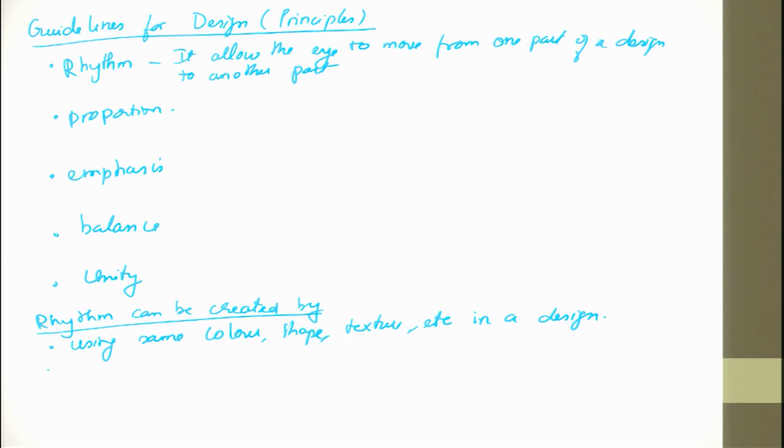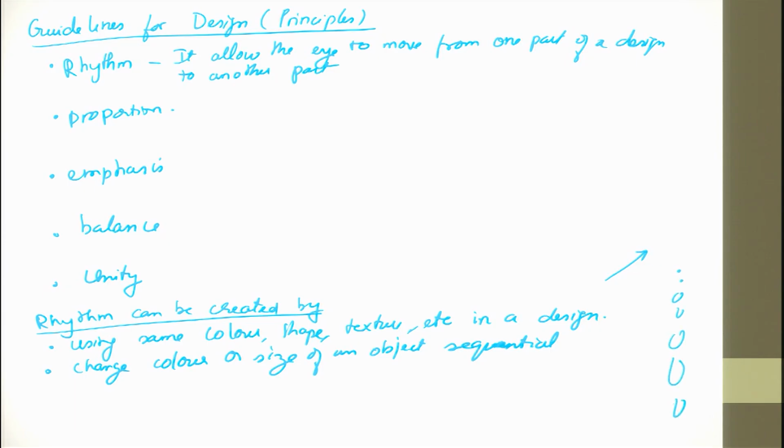Next, you can change color or size of an object sequentially. So, that means along one particular direction you can keep extending. For example, you see water droplets coming. So, something like that. It is sequentially expanding.